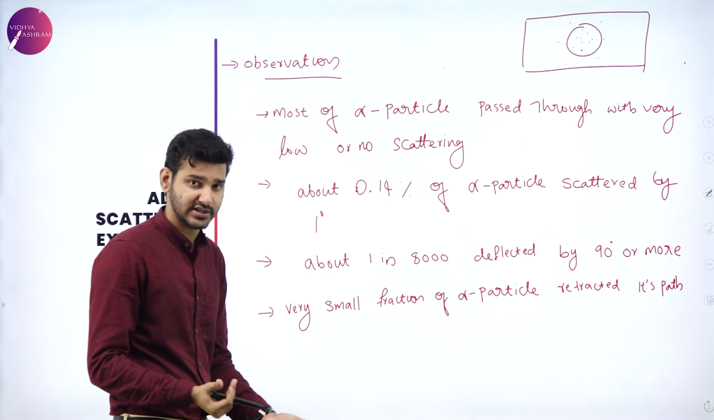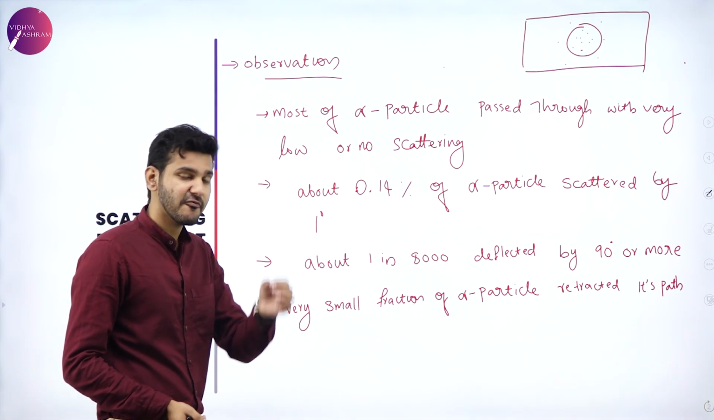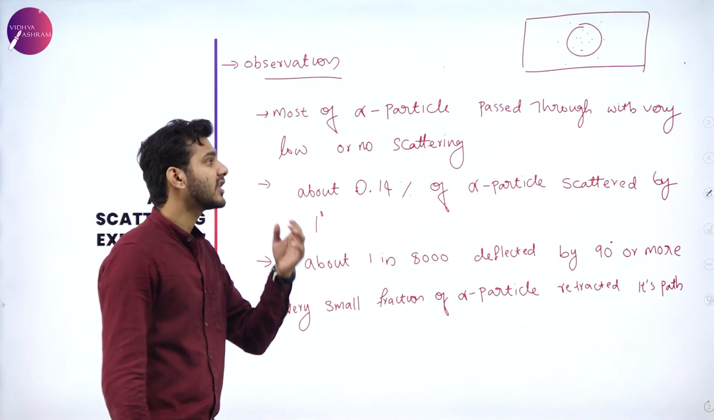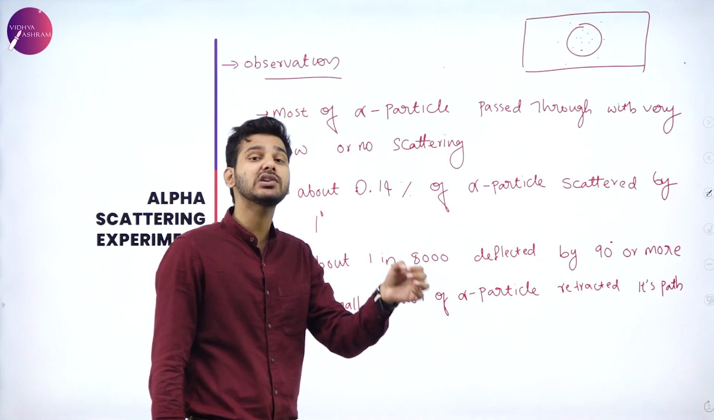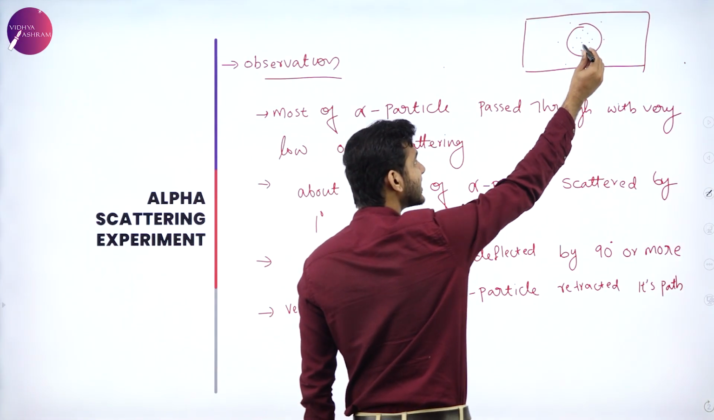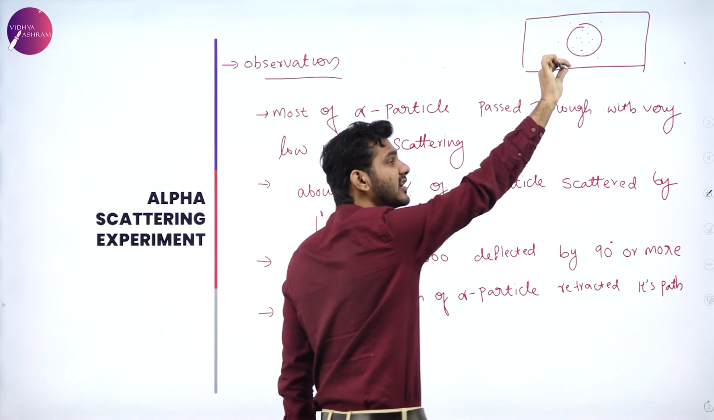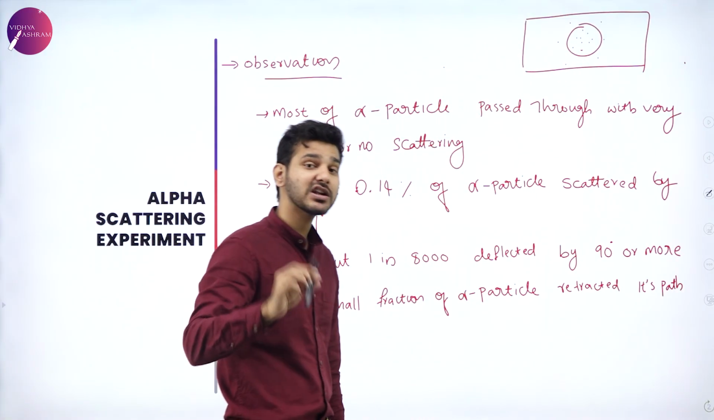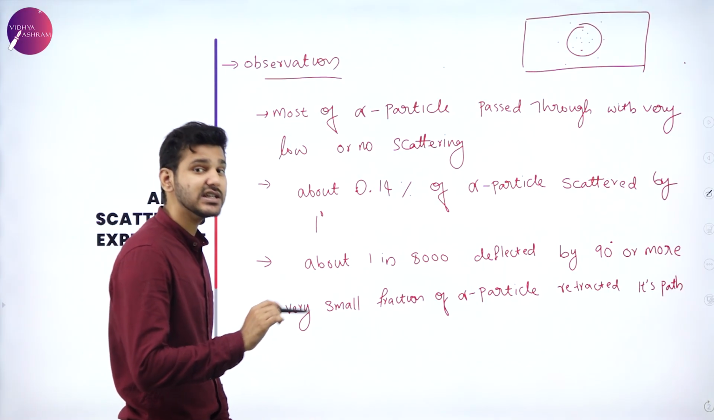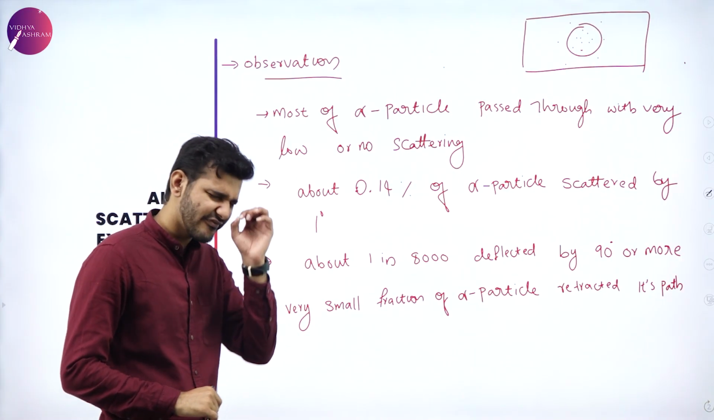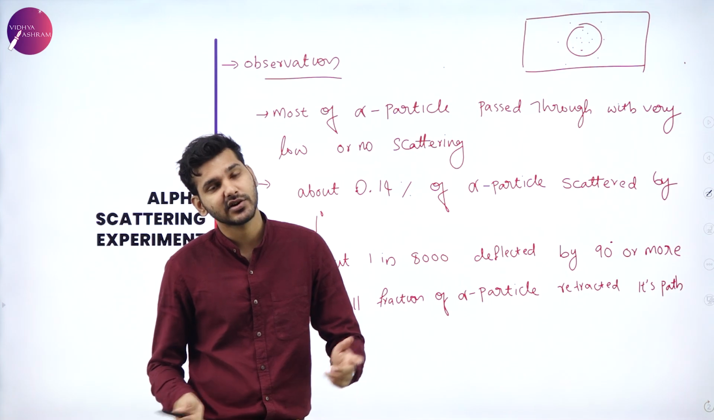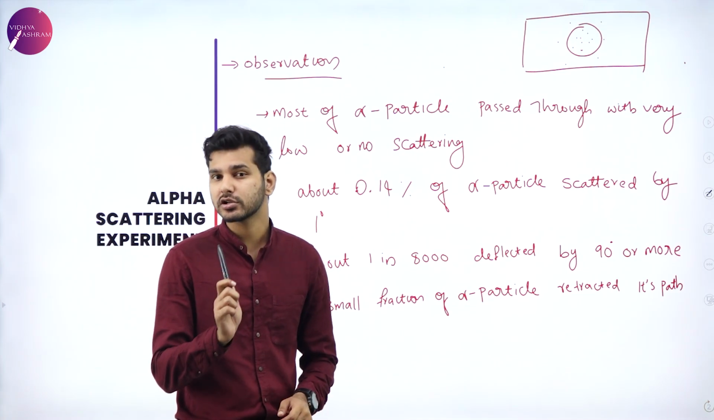1 in 8,000. And very rarely, very few particles, that is, if you're sending a million, about 1 or 2 maybe, actually retrace their paths, which means that if they are going in like this, they actually stopped and went back in the same direction. It got deflected by an angle of 180 degrees. A 180 degree deflection was noted for a very small fraction of particles. So this was the observation for the alpha scattering experiment, and now for the conclusion.